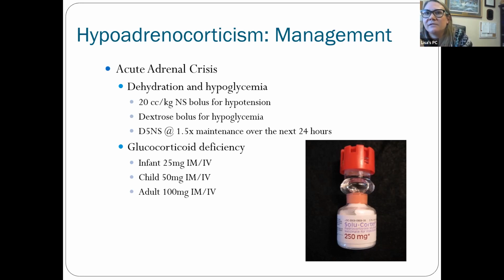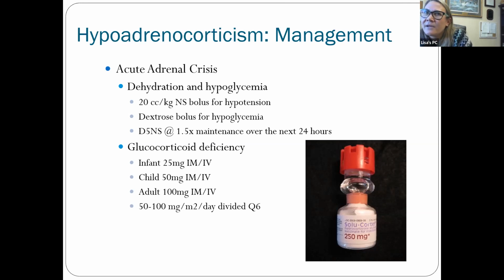And those are pretty standard doses that are easy, I think, to remember. And then for maintenance steroid dosing, like if someone's acutely ill and you want to keep them on stress steroids until they're clinically more stable, we usually do 50 to 100 mg per meter squared per day, divided 3 or 4 times a day.